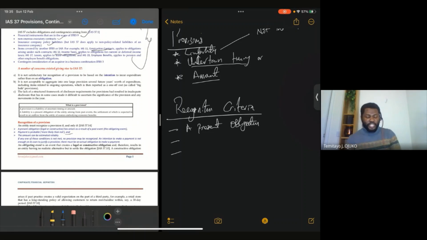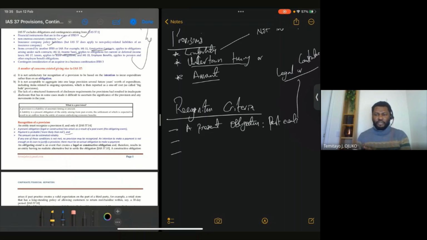Now, this present obligation can arise from past events. So first, there must be a present obligation. The obligation can arise from a past event, which can either be legal or constructive. We're going to get into this shortly, but just have that at the back of your mind. The first criteria, which is very, very important, is there must be a present obligation arising from past event, and this could actually be legal or constructive.